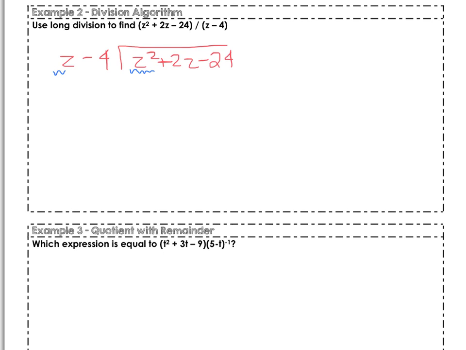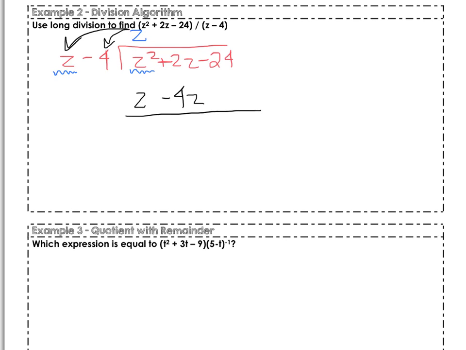And I'm first going to ask myself, z on the outside, z is my divisor. What times z will get me z squared, okay? Well, the answer to that is z. My goal is to be able to distribute him into my divisor in order to cancel out the terms beneath him inside the dividend. So z times z got me z squared. z times negative 4 is going to get me negative 4z.